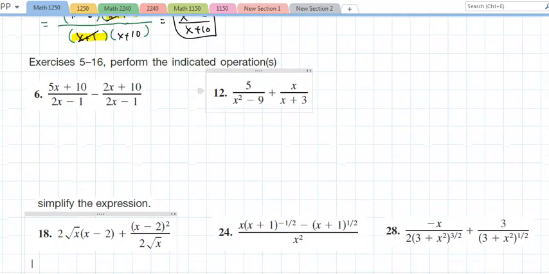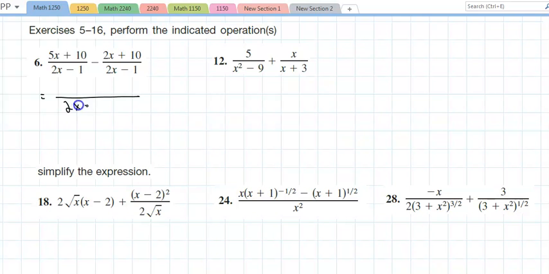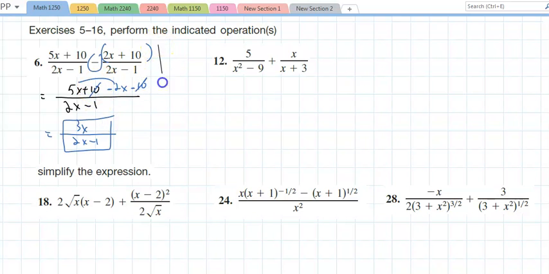Adding fractions is something else. If you have the same denominator, that's a simple problem. Just be careful with a minus in front of a fraction. That belongs to the entire top. That's negative 2x minus 10. So now if I simplify the top, that's 3x, and that would be it. The 10's cancel out. Okay, straightforward.